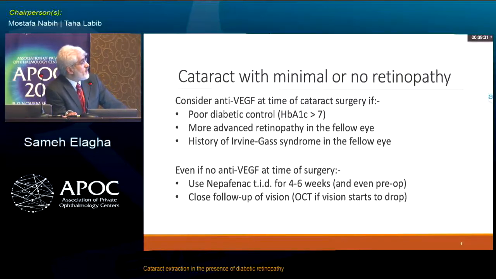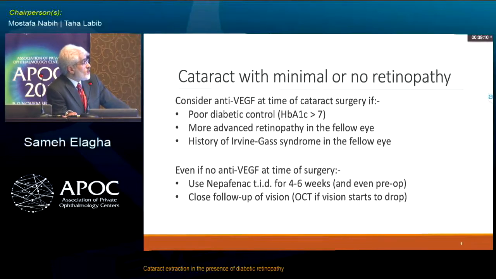okay, especially if the hemoglobin A1C is more than 7, and if they have more advanced retinopathy in the fellow eye. لازم نبص على العين الثانية. Or a history of Irving-Gass syndrome in the fellow eye. كتير جدا بنبقى احنا عملنا عملية في العين الأولانية وحصل Irving-Gass syndrome. So this is something that will tip us towards injecting anti-VEGF at the time of surgery.